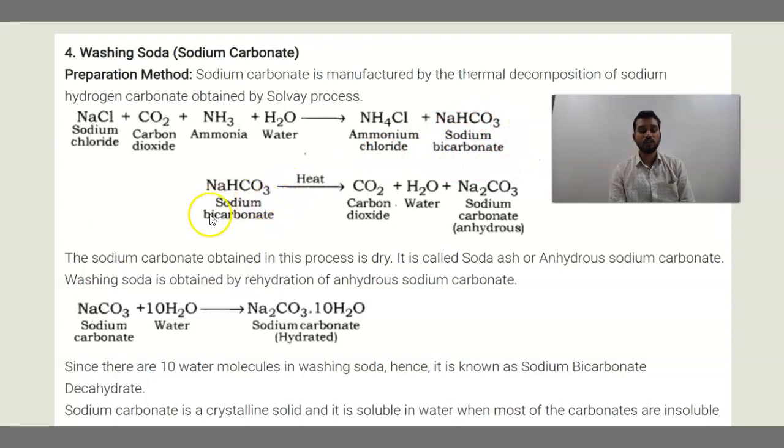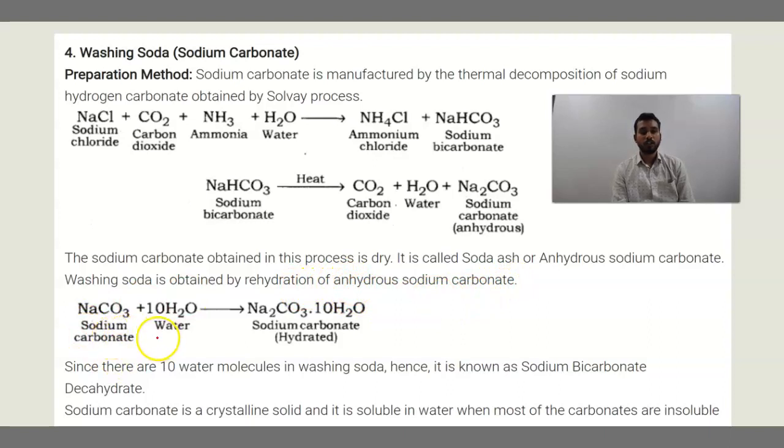Now again take this sodium bicarbonate. Once we heat this, what is obtained? Carbon dioxide, water and sodium carbonate, that is anhydrous. The sodium carbonate obtained in this process is dry. It is called soda ash or anhydrous sodium carbonate. So washing soda is obtained by hydration of anhydrous sodium carbonate.